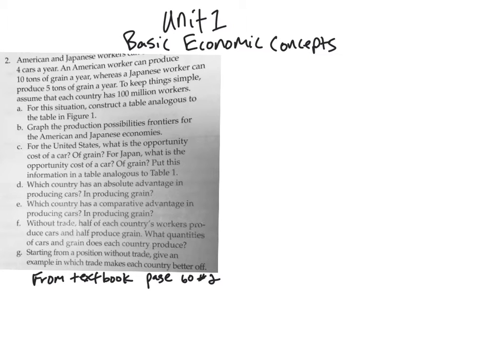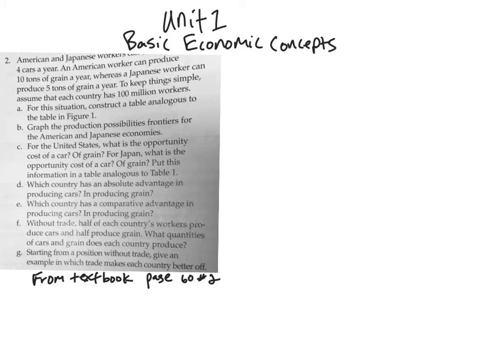It says, American and Japanese workers can each produce 4 cars a year. An American worker can produce 10 tons of grain a year, whereas a Japanese worker can produce 5 tons of grain a year. To keep things simple, assume that each country has 100 million workers. For this situation, construct a table analogous to the table in figure 1. We're just going to make a table that shows how much they can produce.